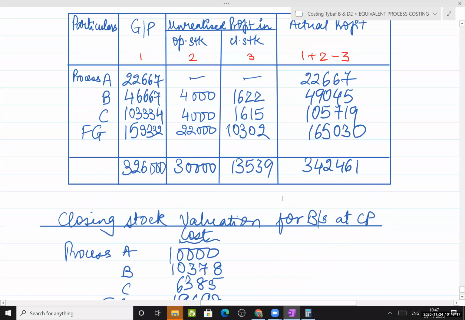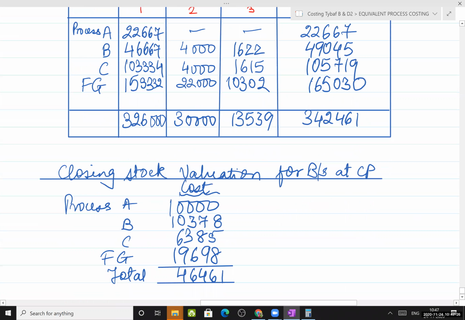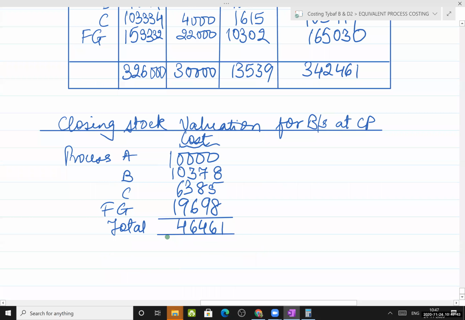Okay, and then last part is what? After actual realized profit or unrealized profit, closing stock valuation for balance sheet purpose. So I just told you how to do that. You have to consider only the cost price of your closing stock. How will you get this? From the cost column of the respective process account. ठीक है, तो बैलेंस शीट में क्या होता है, आप सिर्फ ये फिगर दिखाओगे सीधा, क्लोजिंग स्टॉक 46,461, दैट्स इट. और ये कैसे आया, ये ऐसे आया, बाय एडिंग ओनली द कॉस्ट प्राइस ऑफ द रिस्पेक्टिव process account closing stock. Okay, am I clear?